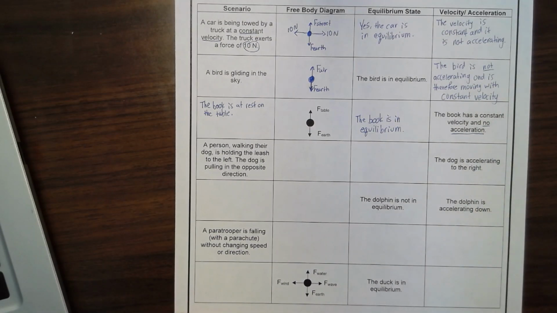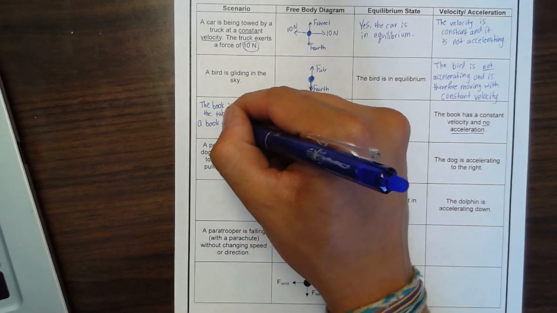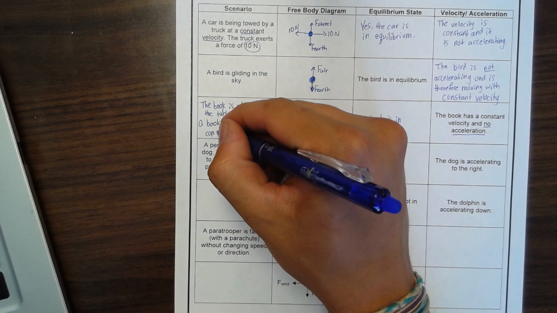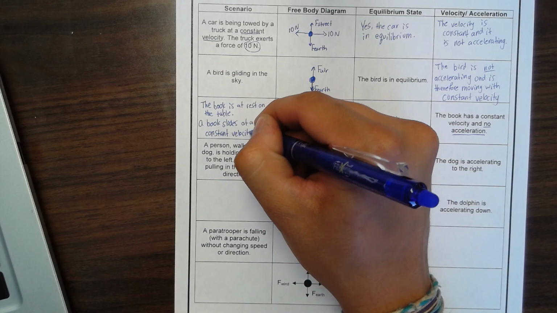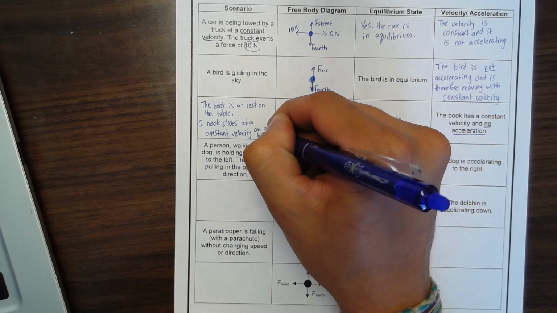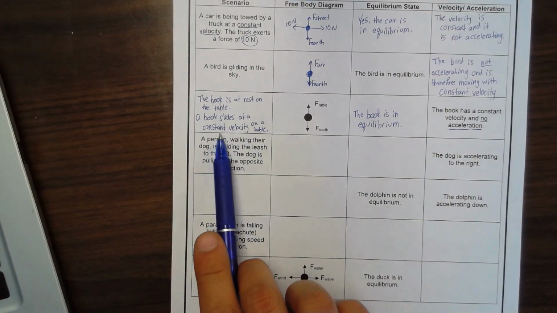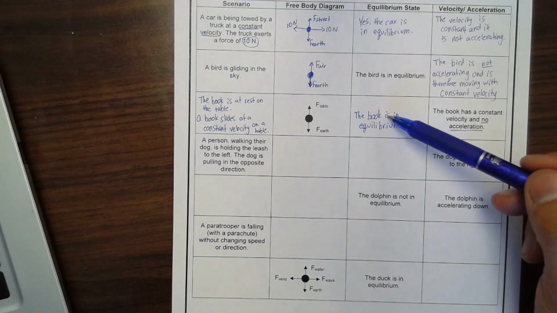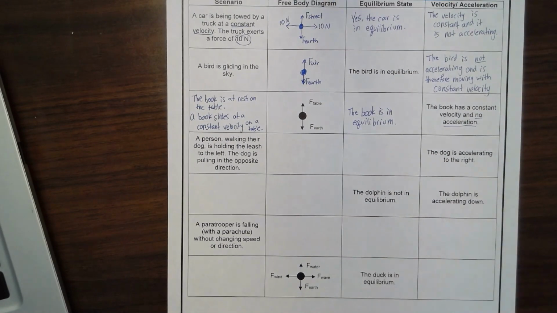But I can also make this a little bit more interesting. I could say a book slides at a constant velocity on a table. That would also work, because again, it's moving with a constant velocity. This is the free body diagram. It is in equilibrium, and there is no acceleration. So let's keep going.